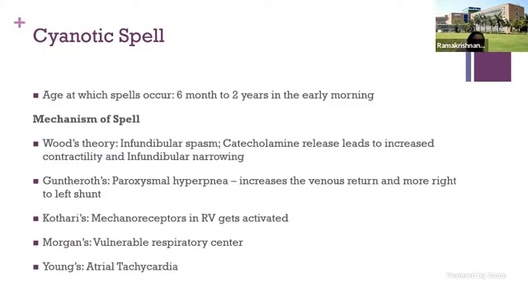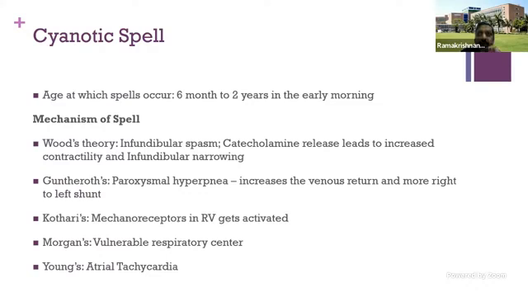So what is the mechanism of spell? Unfortunately, none of the mechanisms can explain all the known features of spell. For example, most commonly we think that infundibular spasm is the cause of spell. That is known as Wood's theory. Whenever the patient cries, the catecholamines increase, the contractility increases, and that increases infundibular narrowing.